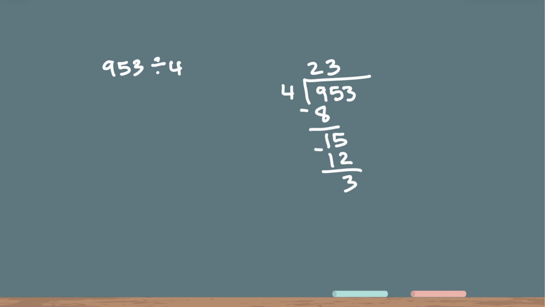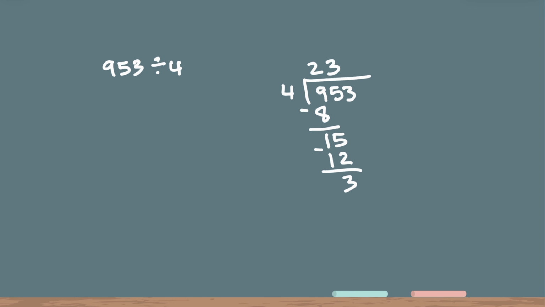And this is kind of another check for you. If this number is bigger than the 4 that you're dividing by right here, then that means your answer number can be bigger. So just as a double check, this number should always be less than this number.